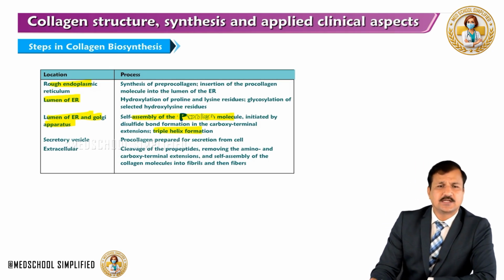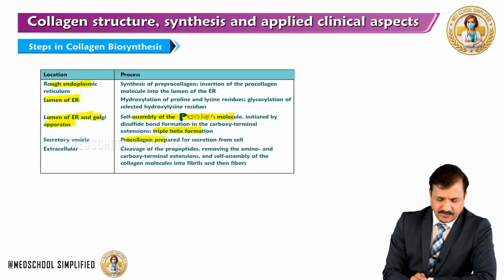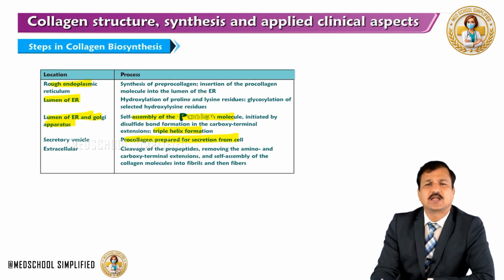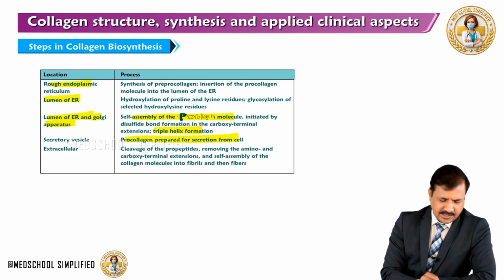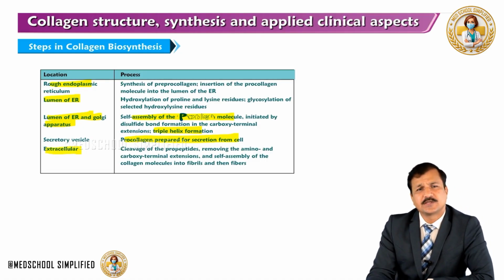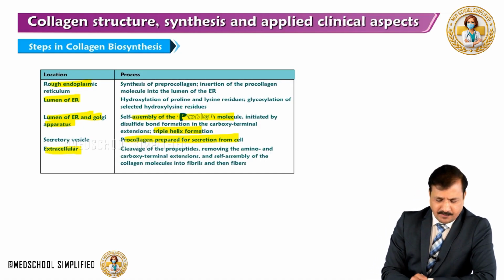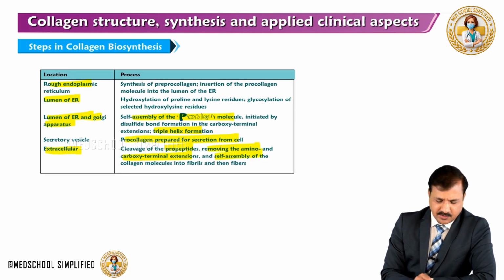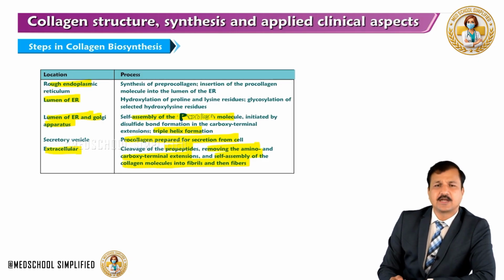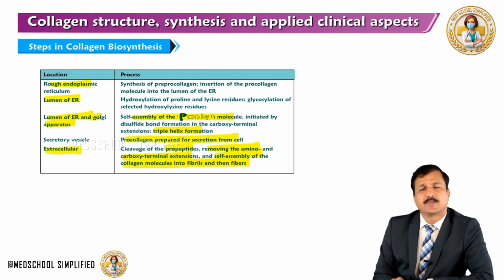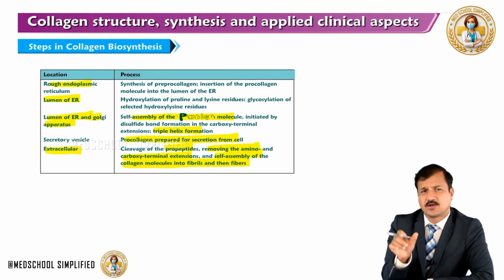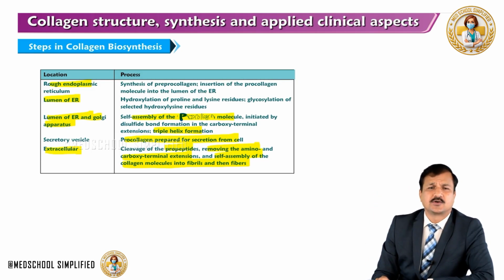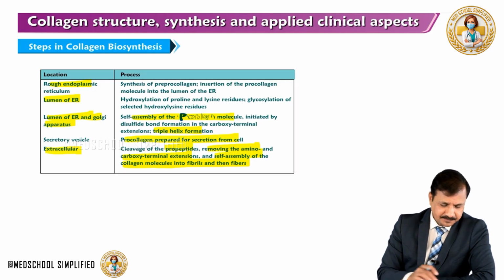Secretory vesicles will have that procollagen, which is prepared for secretion from the cell into the extracellular matrix. Now in the extracellular matrix, what happens is the cleavage of the propeptides, removing the amino and carboxy terminal extensions, and then the self-assembly of the collagen molecules into fibrils, and then the mature collagen fibers form with the help of lysyl oxidase. So these are all the subcellular locations and the processes that go on. Make sure you remember this.